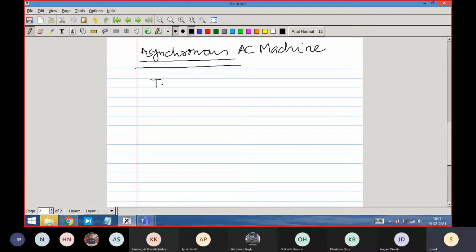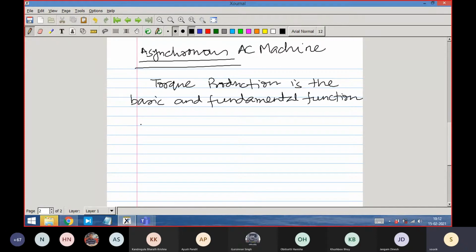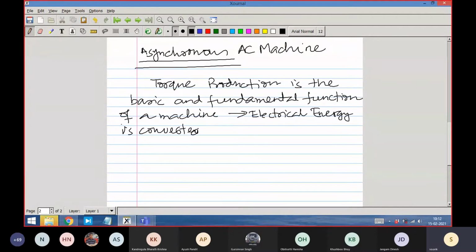Now this torque production is the basic and fundamental function of a machine. And in the process, what happens is electrical energy gets converted into mechanical energy. And so this implies that electrical energy is converted to mechanical energy.